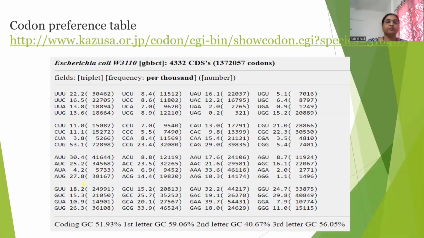Here it is a codon preference table for E. coli W3110, and here you can see AGG, AGA, CGU, and CGC. These are the four codons which represent arginine. In this codon preference table, you can observe that the frequently used codons for arginine in E. coli are CGU and CGC, and AGG is rarely used. AGA is also used. These are the four codons for arginine.